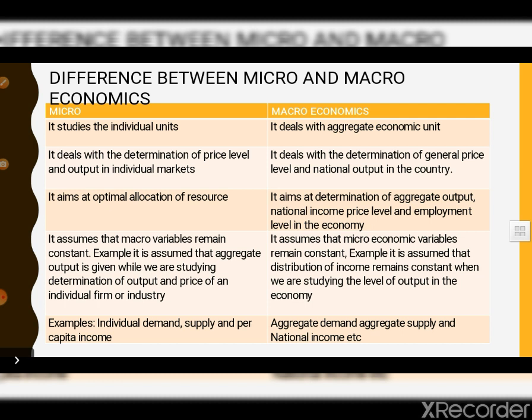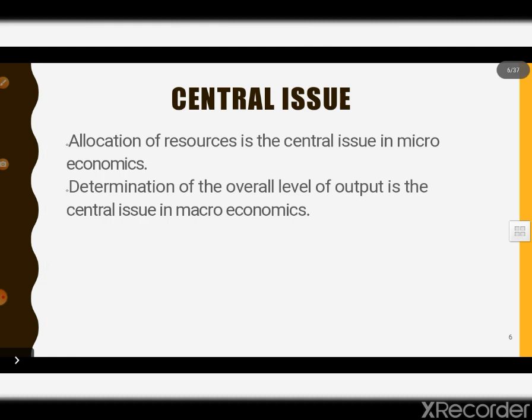In microeconomics, the macro variables are assumed to be constant, but it's the opposite in macroeconomics. The microeconomic variables are assumed to be constant. Examples are individual demand, supply, per capita income, etc. For macro, it is aggregate demand, aggregate supply, national income, etc.